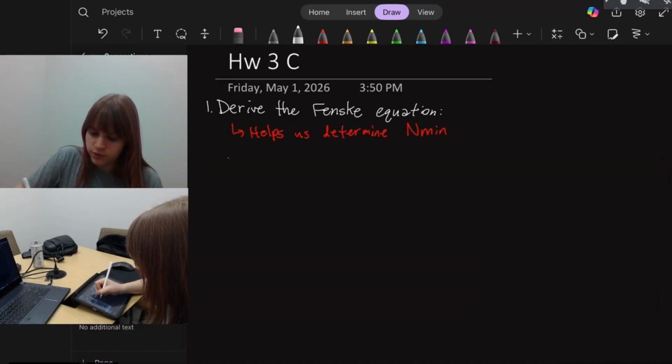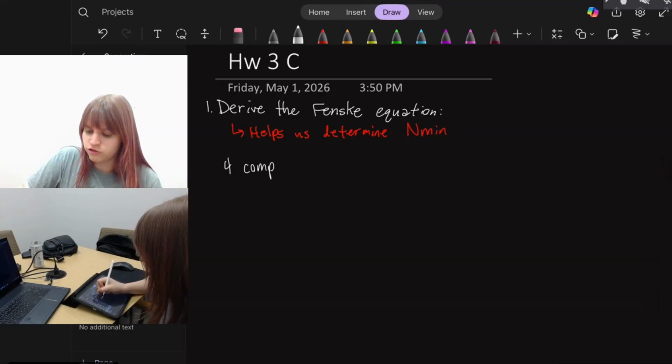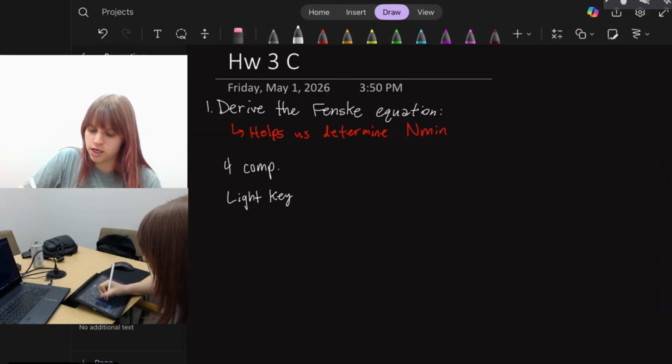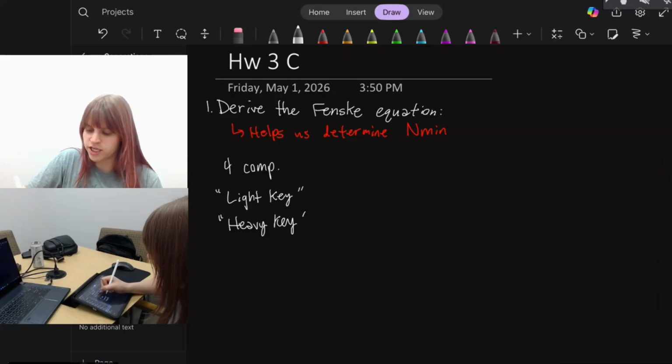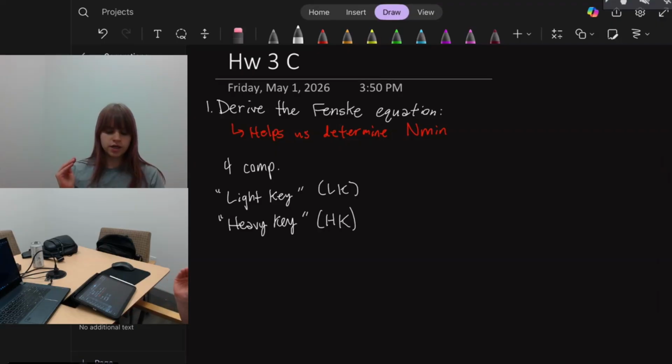Since we're using 4 components this time, I need to introduce a concept called the light key and heavy key, abbreviated LK and HK. Basically, the heavy key is the least volatile component that you want to be present in the bottoms product, and the light key is the most volatile component that you want in the distillate product.